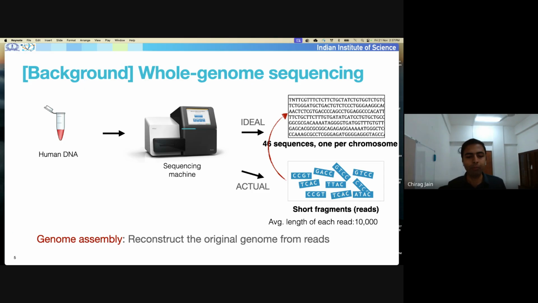Now the problem of genome assembly is basically to reconstruct the original genome from these short fragments available to us. So this is a computational problem now. This is the observation that you have, given by the sequencing instrument. And for many biological applications, we want to know the complete genome sequence of that individual.